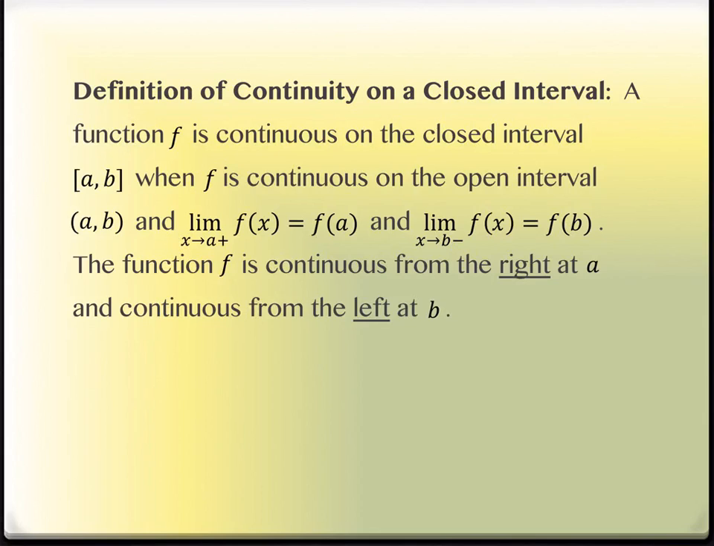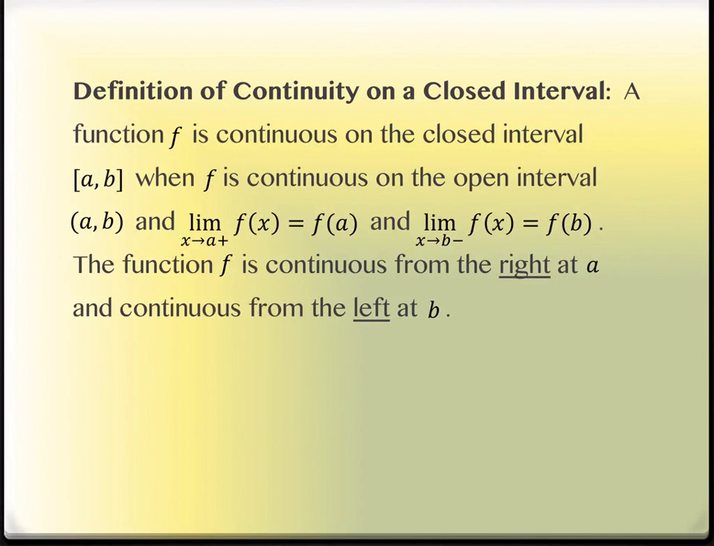It says a function f is continuous on the closed interval from a to b when f is continuous on the open interval from a to b, and the limit as x approaches a from the right-hand side of f of x is f of a, and the limit as x approaches b from the left-hand side is f of b. The function f is continuous from the right at a, left at b.